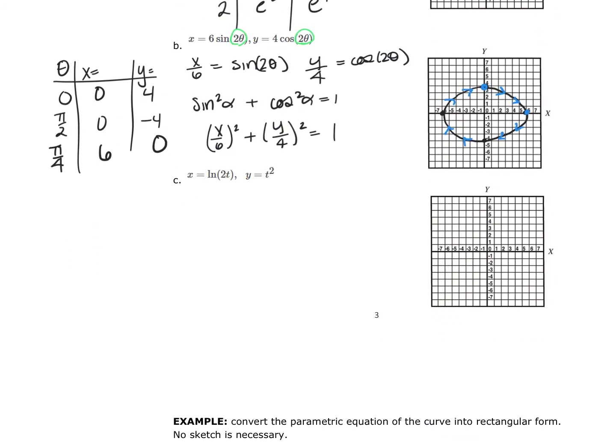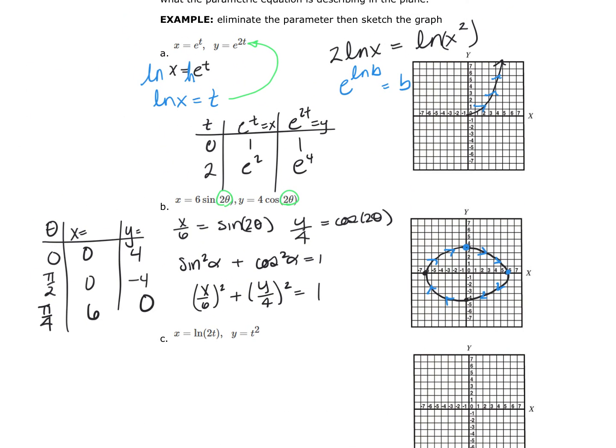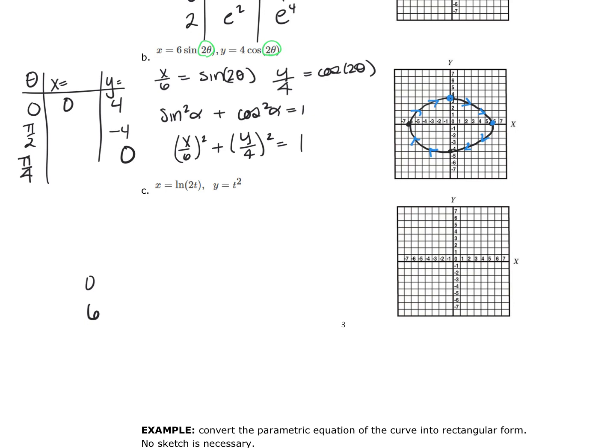Okay, now let's take a look at my next one. Once again, what I'm going to do is choose the easiest one to work with. Before, I solved for my t that was associated with the x. This one may not be the easiest way to do that, so I think I will solve for the t that's associated with y, because that seems like it's probably going to be a little bit easier. So I have x is equal to the natural log of 2t, and then I'm going to write this as the square root of y is equal to t squared.